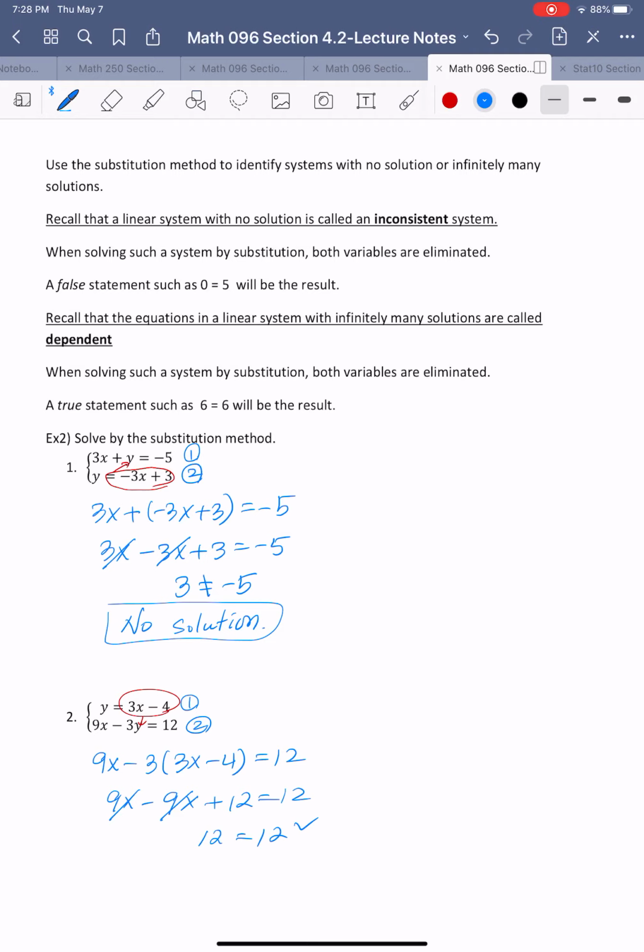So that means you have to say there are infinitely many solutions. So sometimes you lose all the variables, which means it's a case of no solution or infinitely many solutions.